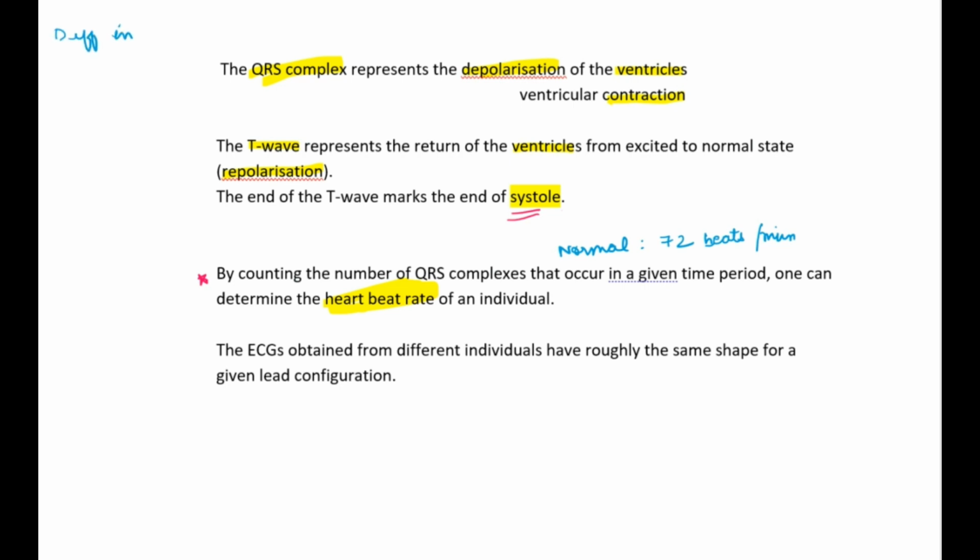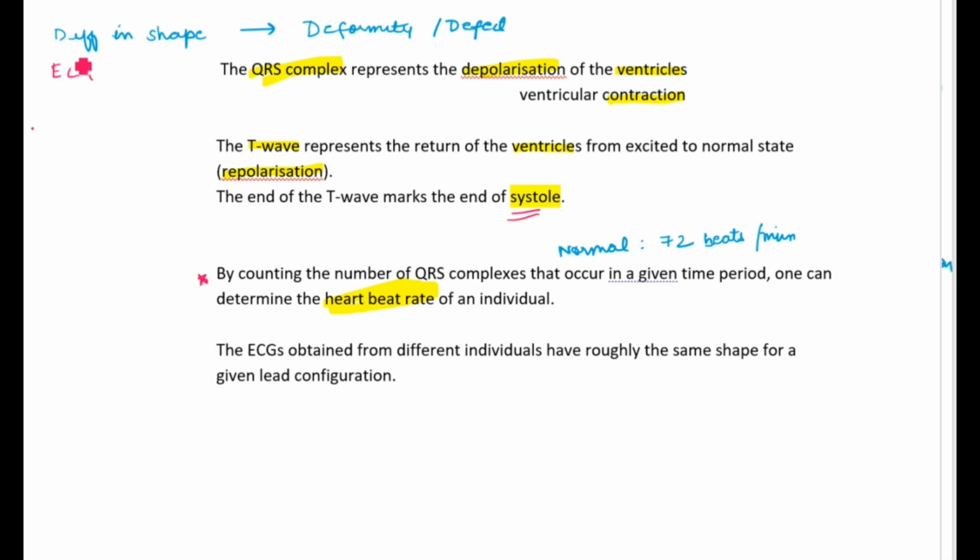So tell me, what is the normal heartbeat rate of a healthy human? The range is 60 to 100. Any value between 60 to 100 is normal. The most accepted value, as an average, you can say is 72 beats per minute. So ECGs obtained from different individuals have roughly the same shape for a given lead configuration.